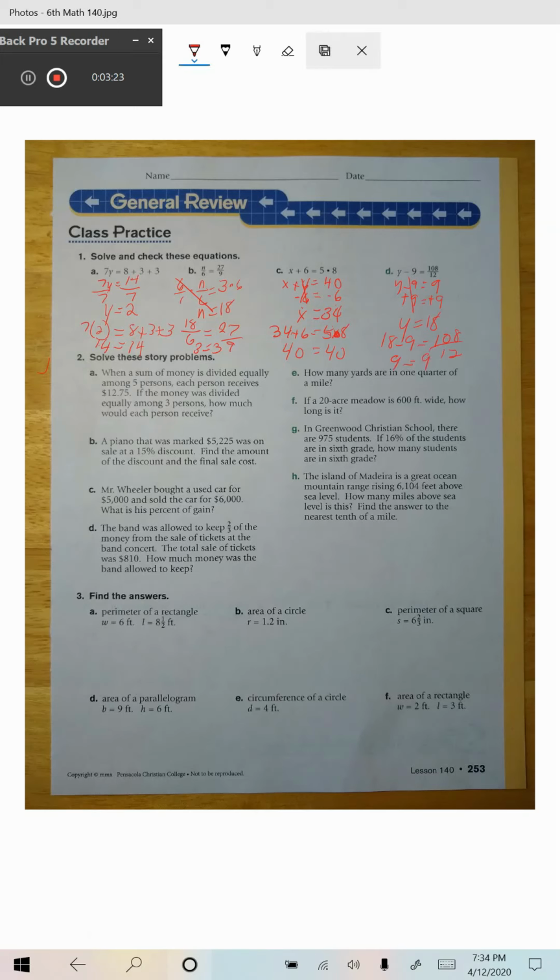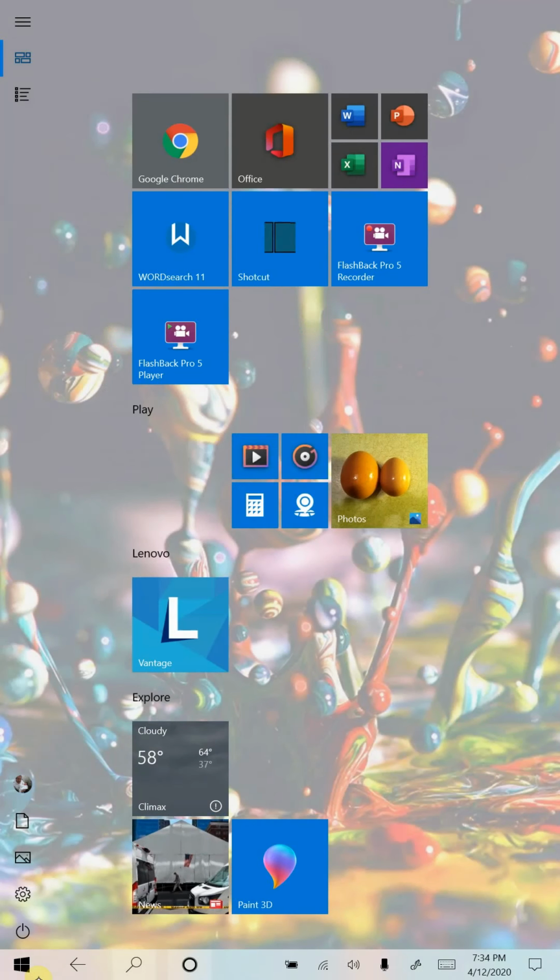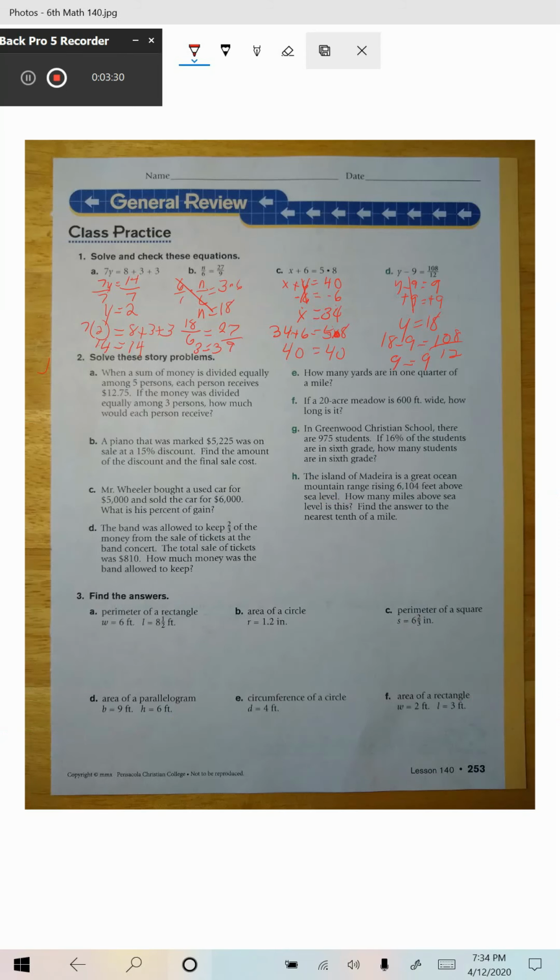All right, let's look at our story problems. Actually, I'm only going to do A, B, C, and D because E, F, G, H are the extra bonus ones that I give my kids extra credit if they do it. When a sum of money is divided equally among 5 persons, each person receives $12.75. If the money was divided equally among 3 persons, how much money would each person receive?